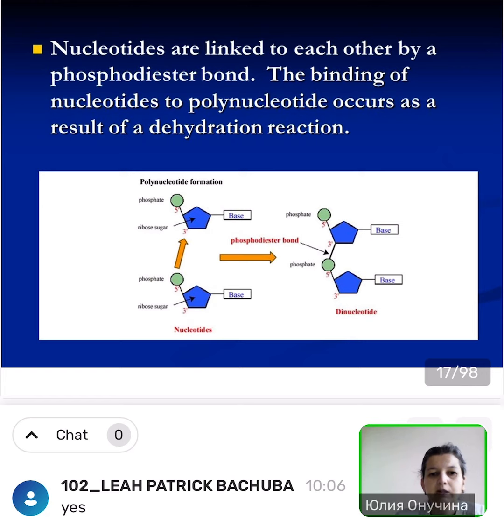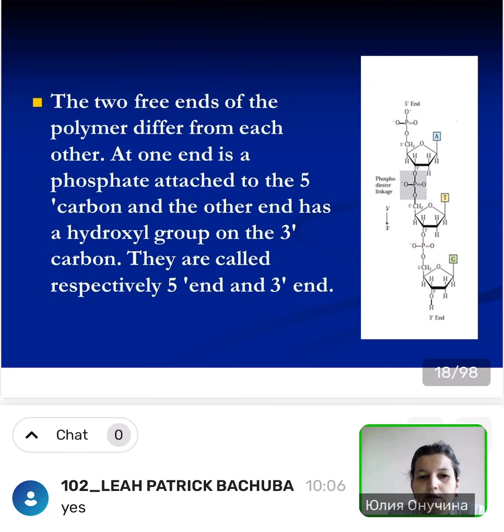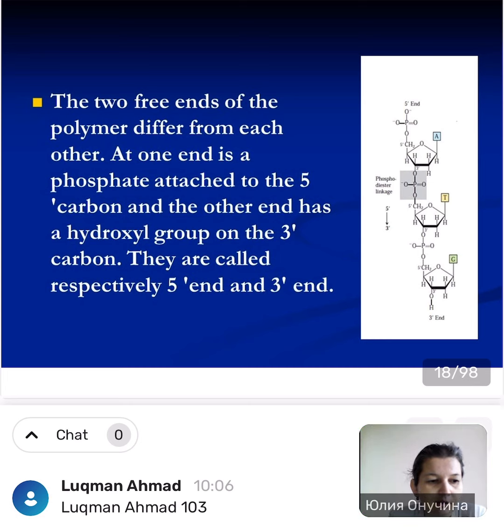Very good. The two free ends of the polymer differ from each other. At the 5' end there is always a phosphate group, and at the 3' end there is always a hydroxyl group.